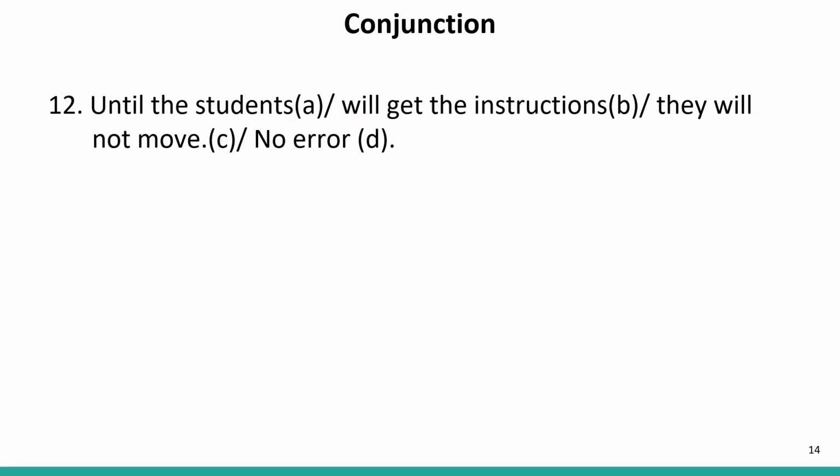Until the students will get the instructions, they will not move. Again, the same thing is there. We have the word until, which is a single subordinate conjunction. And we know well that the clause immediately after a subordinate conjunction should not contain any modal. Therefore, will should be removed from this part. So the correct sentence will be, until the students get the instructions, they will not move. Otherwise, the entire sentence is correct. So our answer is B.